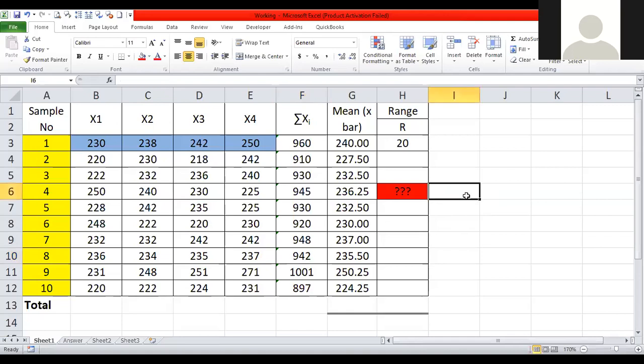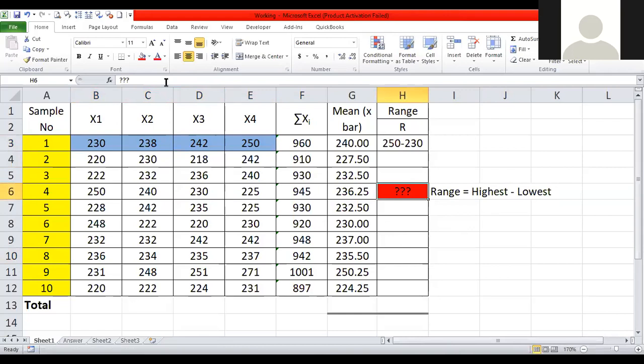So be careful. Range means the highest minus the lowest, right? Range is equal to highest minus lowest value. So you have to apply that. So highest will be anywhere within this first four. The highest is 250 and the lowest is 230. Therefore, it was 20.